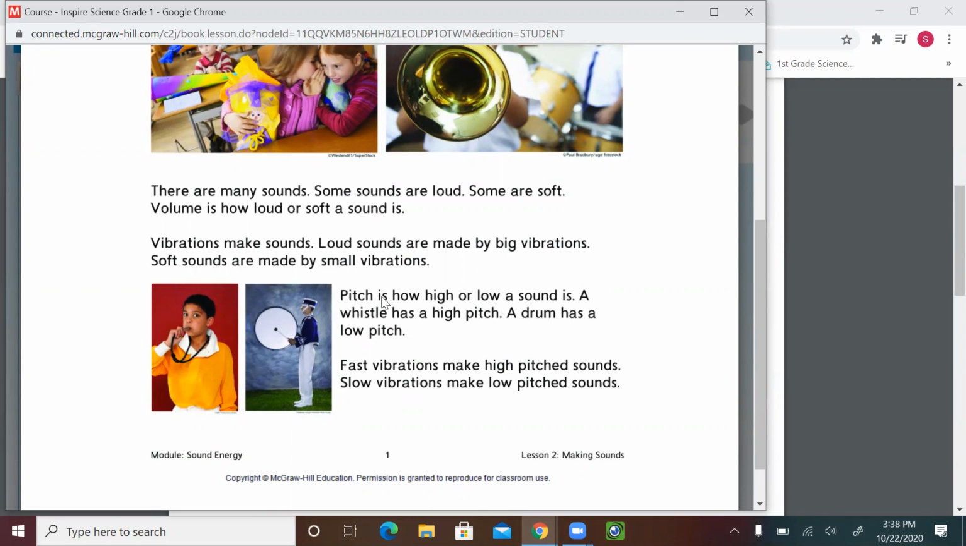All right. Pitch is how high or low a sound is. A whistle has a high pitch. A drum has a low pitch. It's like ho, ho, ho, or ha, ha, ha. So that's what we mean by the pitch, like how sharp it is or how low. It's not the volume. Fast vibrations make high-pitched sound. Slow vibrations make low-pitched sound. All right?